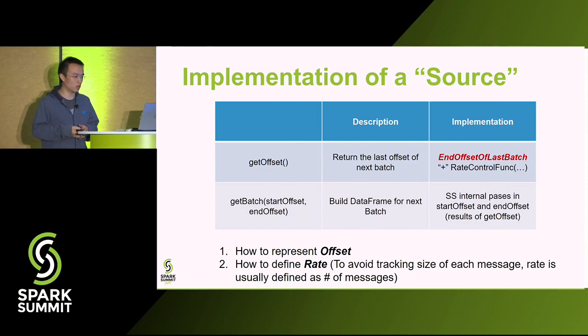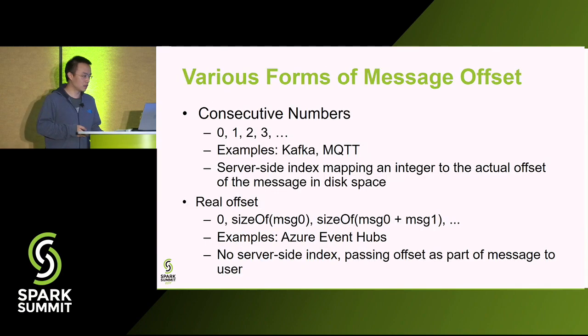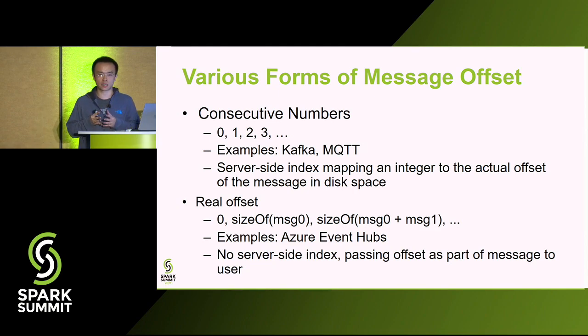So how to represent the offset? For this question, we usually have multiple ways to do that. First, we can use consecutive numbers to address our messages, for example 0, 1, 2, 3. Kafka and MQTT use this approach. By using consecutive numbers, we have to introduce some server-side index to map these 0, 1, 2, 3 to the actual offset of your message in your disk space. If we don't want to have this server-side index, we can use the size of the message to get the real offset of the message.